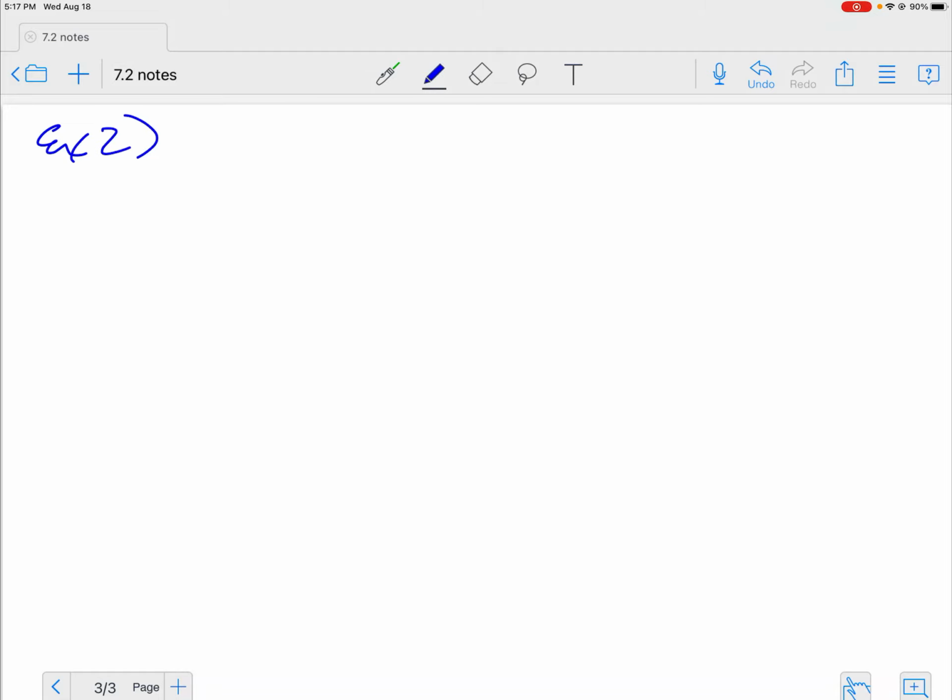All right, here's example 2. So we did our derivatives. Now let's look and see what an integral looks like. So I'm going to integrate here from 0 to 4 of x over x squared plus 9 dx.